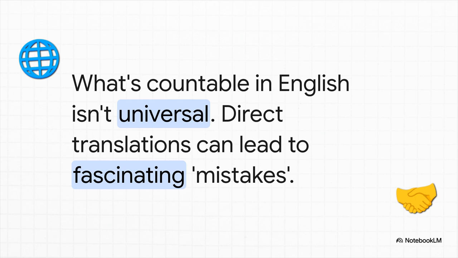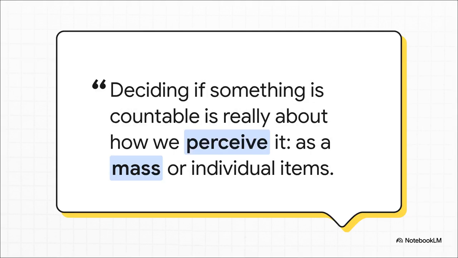This is exactly why that sentence we started with, "I have many informations," isn't a mistake. It's actually a perfectly logical translation from another language's point of view. And that right there, that's the secret key to all of this. It's not arbitrary at all. Our grammar is just a reflection of our perception. The real question isn't, can you count it? The question is, do we see it as one big blob or as a bunch of individual things?